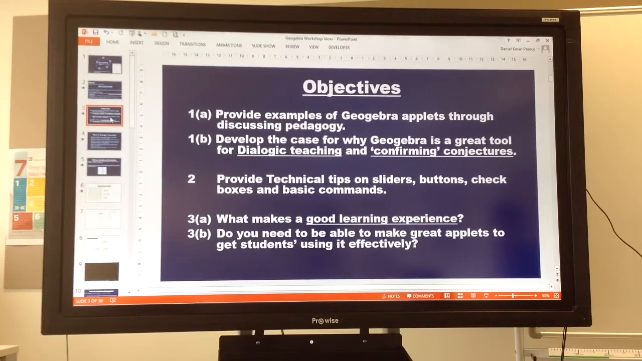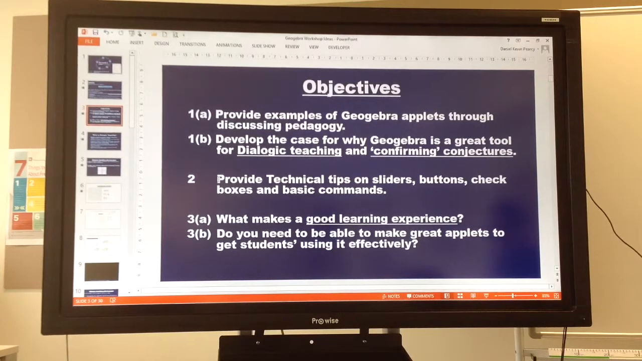So provide examples of GeoGebra applets through discussing pedagogy. Haven't discussed pedagogy yet, but I've shown a few examples of GeoGebra applets. To develop the case for why GeoGebra is a great tool for dialogic teaching and confirming conjectures. I only heard this term a few months ago by reading Danny Brown's blog, squeaktime.com. He had the definition of a dialogic teacher on there, and it really resonated with me when I saw it, because I think that dialogic teaching is a great way of teaching, and I think GeoGebra is a great tool to facilitate that type of teaching.